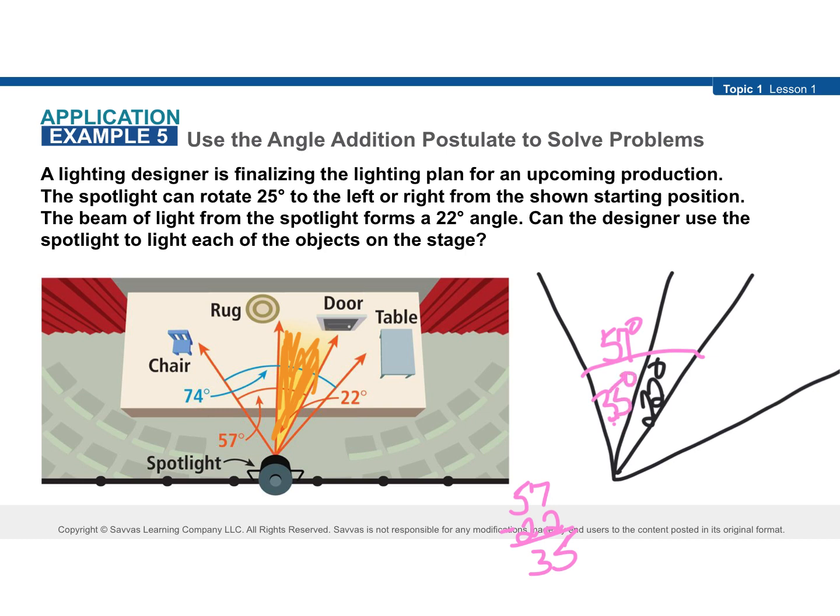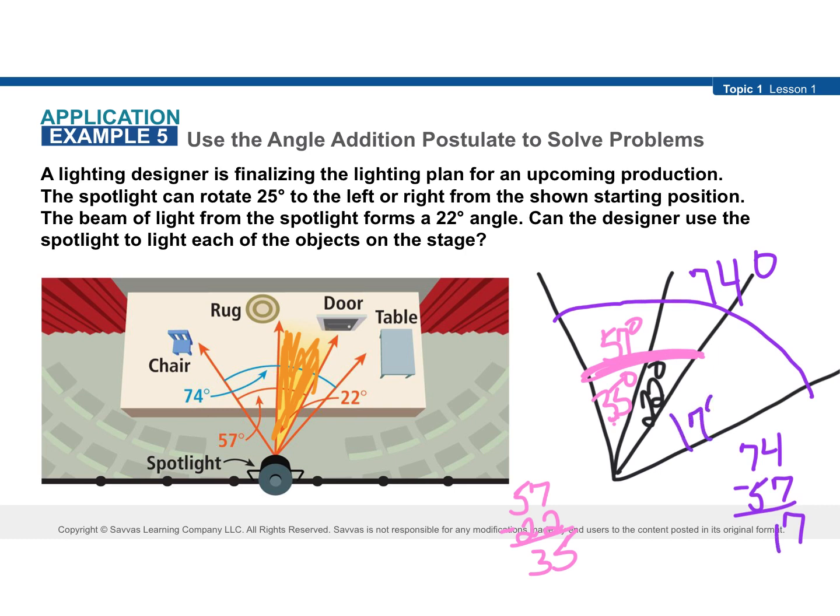And then it says that this angle, the whole angle, do you see that, is 74 degrees. So if that pink is 57 right here, right, then the whole thing is 74. This piece right here is 74 minus 57. And so we got this as 17.